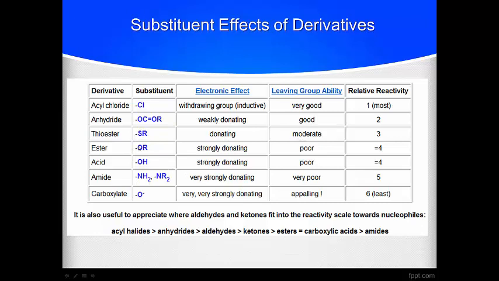Our ester is strongly donating, same with our carboxylic acid, strongly donating, and they're equal fourth position. Our amide is very strongly donating because it's pushing in that lone pair. And our carboxylate is a carboxylate anion, so it's very, very, very donating, and it's a very bad leaving group.